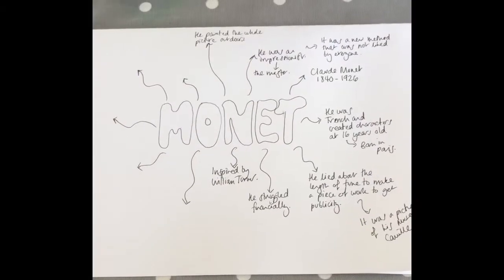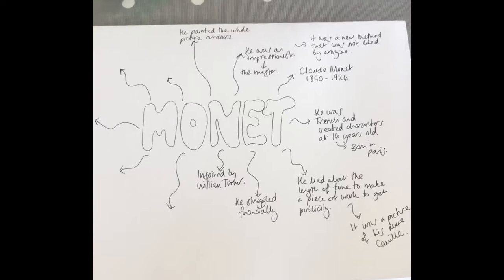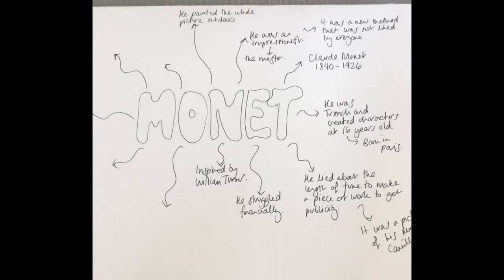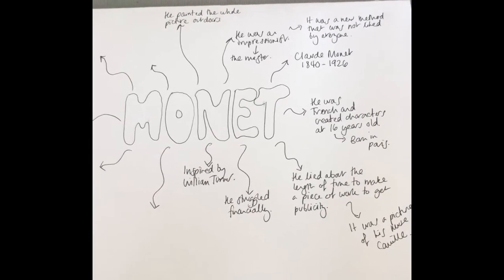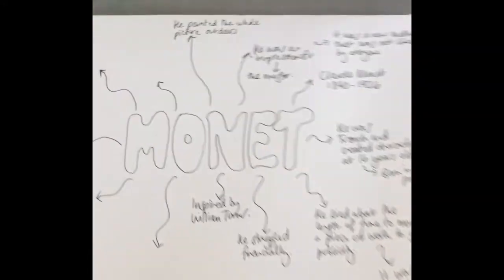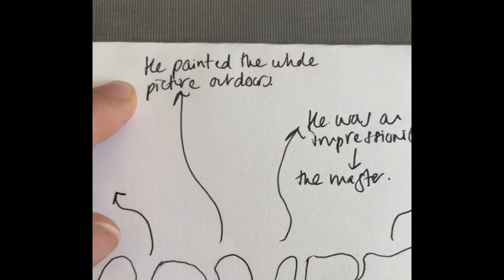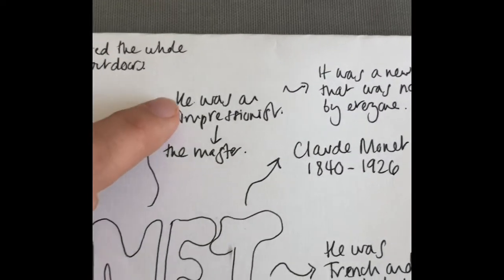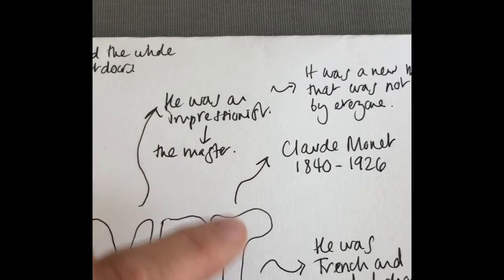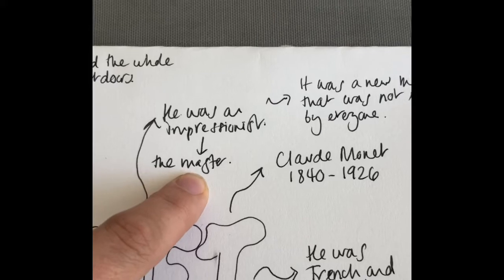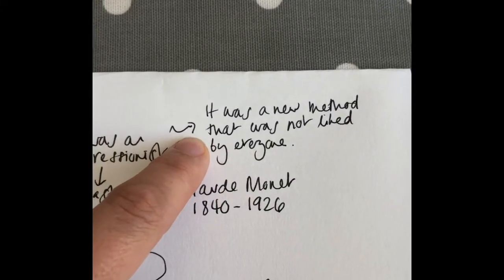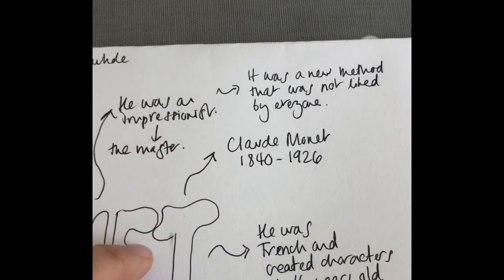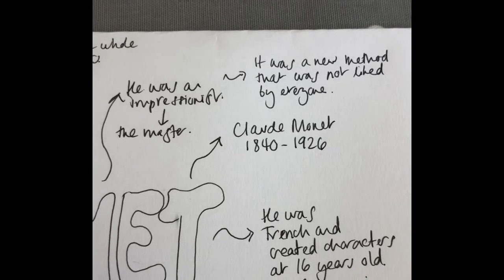Okay, so I've just added in some facts from the videos. There are so many pieces of information in both videos, so do what you can. As I've been working, I'll talk you through the key facts I've added in, but as I've been working, I've added on extra arrows. So I've got up here, he painted the whole picture outdoors. As we know, that was very unusual, because normally they'd paint it inside but sketch it outside. He was an impressionist, and I've added on arrows to the arrows because it's things I found out. So he was the master of impressionism. It was a new method that was not liked by everyone. So if you find you've added in a fact but you want to expand on it, please do. That's how these information pages become more personal and more interesting.